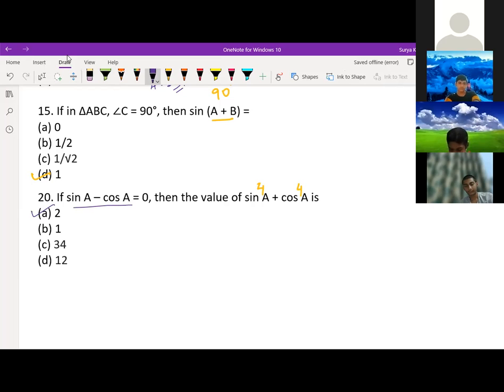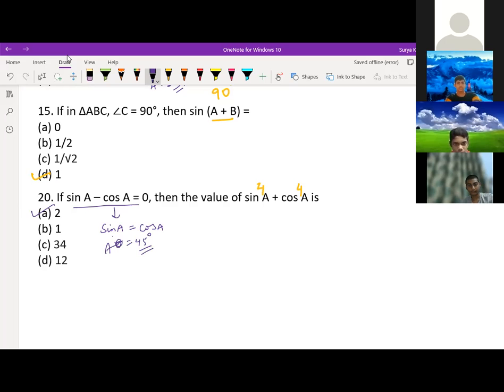Here from this, what can we get? Sin A is equal to cos A. At what angle will both be equal? Theta is equal to 45 degrees, which means A is equal to 45 degrees, right?